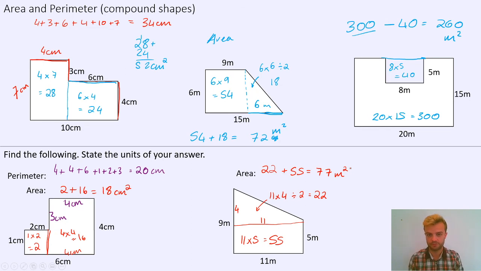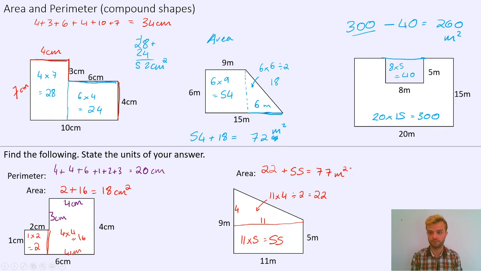Compound shapes are just shapes that are made up of 2 or more sort of more basic shapes, like rectangles and triangles. You want to find the perimeter by adding up all the way around the outside, like normal. Sometimes you'll have to find some of the lengths around the outside if they're not given to you. And to find the area of compound shapes, you just split it into those more straightforward shapes, like rectangles and triangles. Find the areas of those parts separately and then add them together.